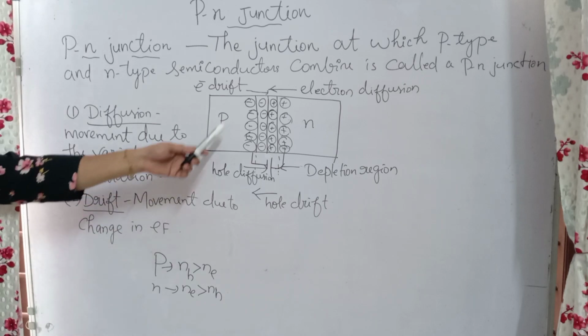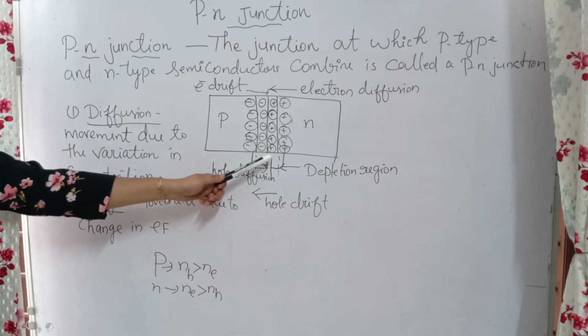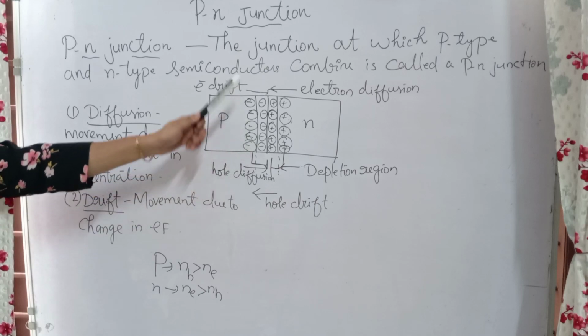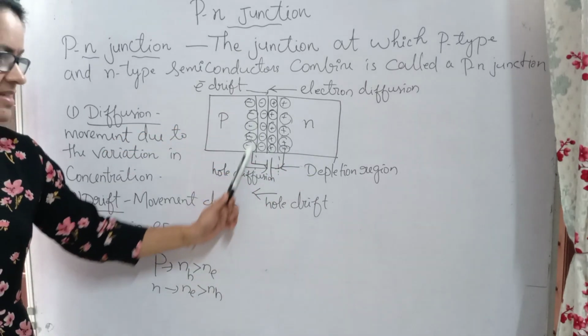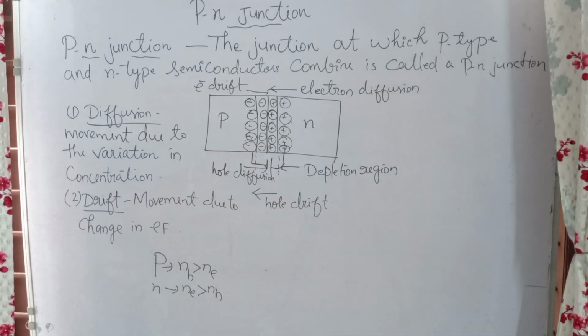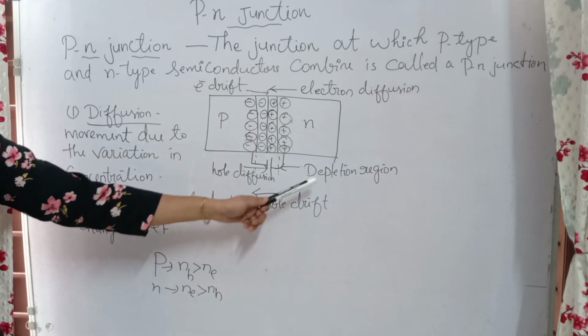So a mobile charge free region will be formed here, and this is called the depletion layer, or depletion junction. So this is called the depletion region. Here we can see this region is called the depletion region. Clear? And now after forming this depletion region, what will happen?